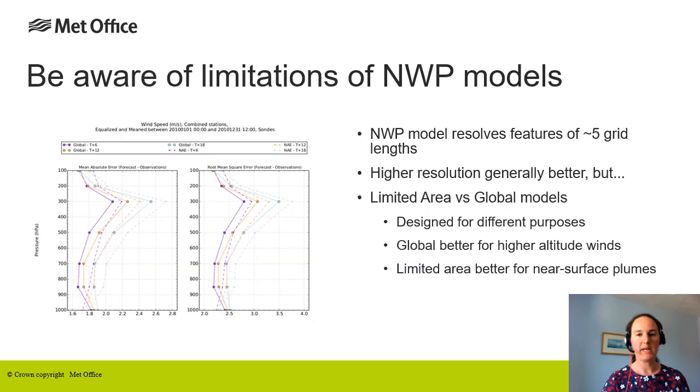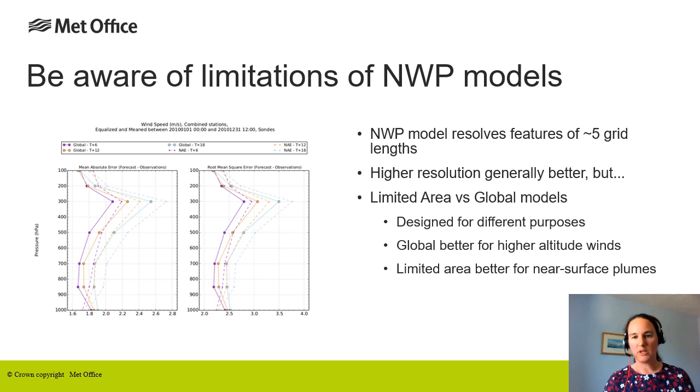So when using MET data, the first thing that we need to be aware of is the resolution of that MET data. And another way to look at the resolution is how big a feature can that MET data resolve. So numerical weather prediction models, NWP models, typically resolve features of about 5 grid lengths. So if you want to resolve a weather feature that's about 10 kilometers across, then you're going to need an NWP model with a resolution of less than 2 kilometers.